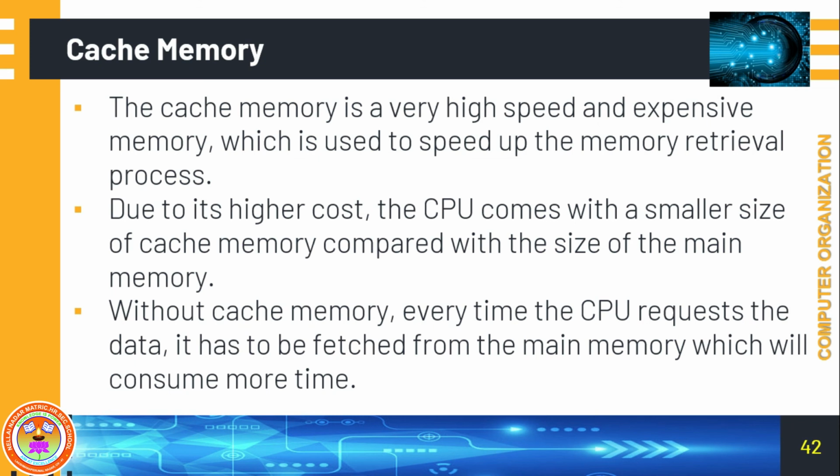Without cache memory, what is the problem? Every time the CPU requests data, it must be fetched from the main memory, which consumes more time. Without cache memory, whatever data the CPU wants to process, everything has to be taken from main memory, so it is not possible to do it in a very fast manner. That is a big drawback. So cache memory is very important for data execution. Without cache memory, all systems would be very slow.